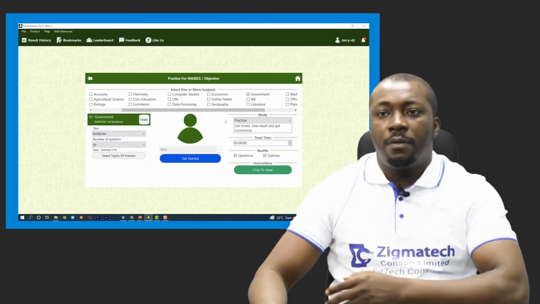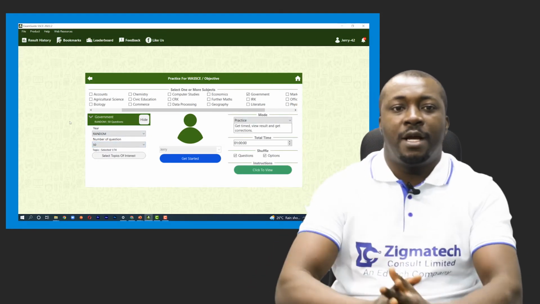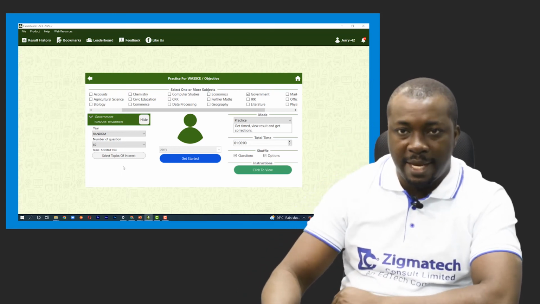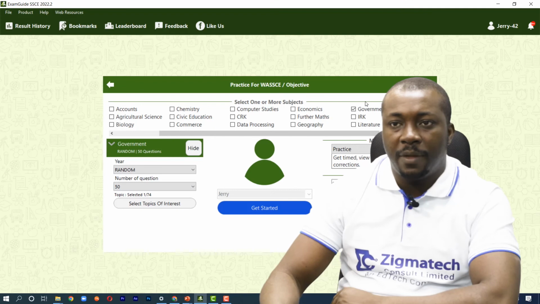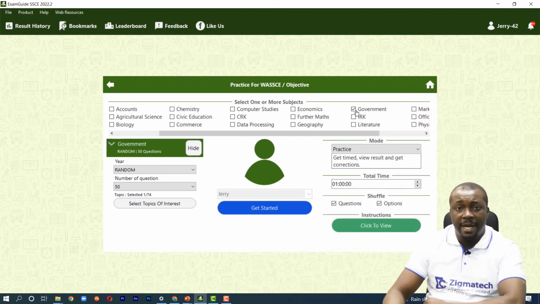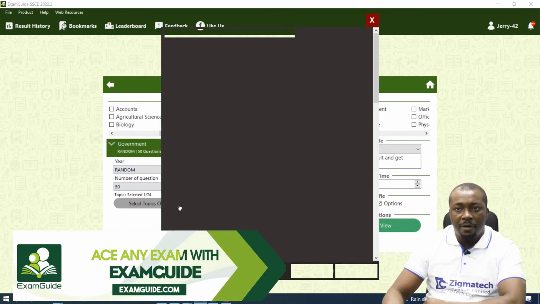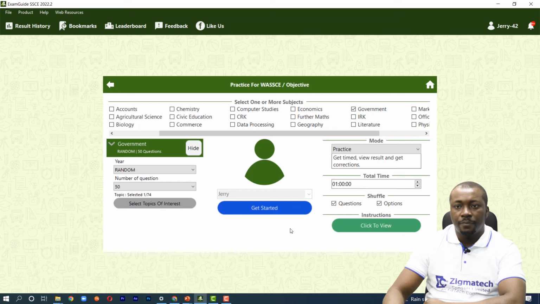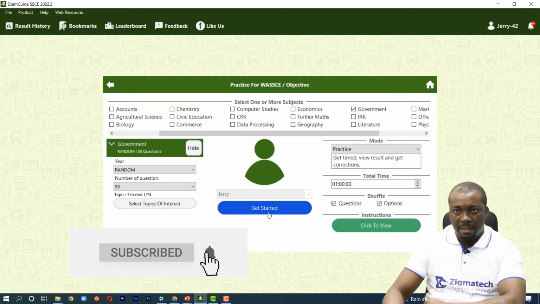Okay, now let's look at practice. Let's take a practice on ExamGuide, SSCE. Now, the subject has been highlighted, which is government. Then I'll select the year. I select at random. Then the topic of interest. Because what we did is under arms of government, we click arms of government. So you can see you can select any topic and work on it. Now we click OK. Now get started.